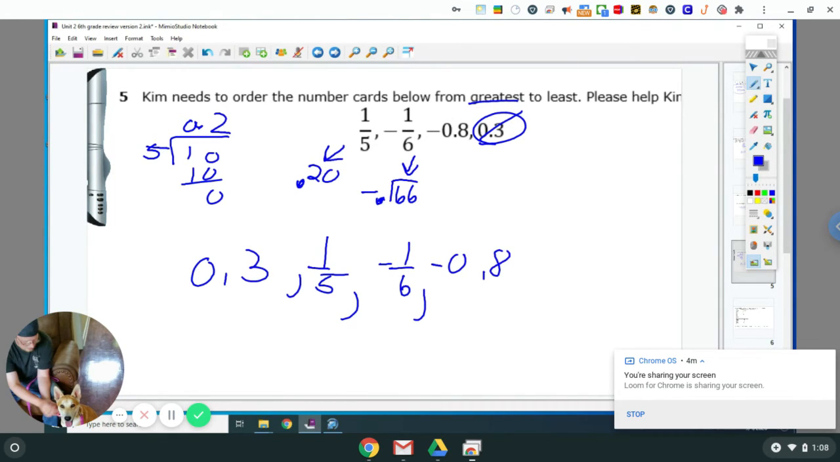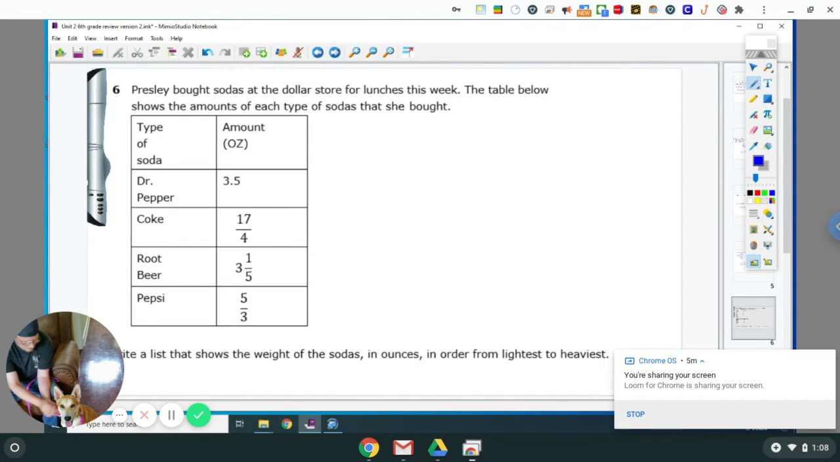Okay, so that's number 5. Okay, number 6. Presley bought sodas at the dollar store for lunches this week. The table below shows the amounts of each type of soda that she bought. Write a list that shows the weights of the sodas in ounces in order from lightest to heaviest. So we want the smallest to greatest, so least to greatest.